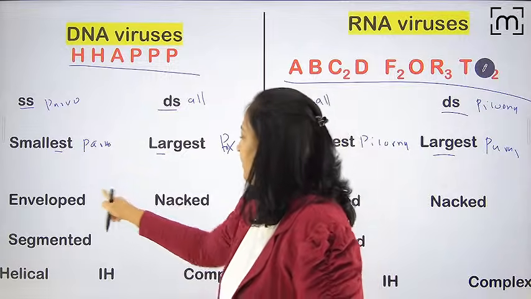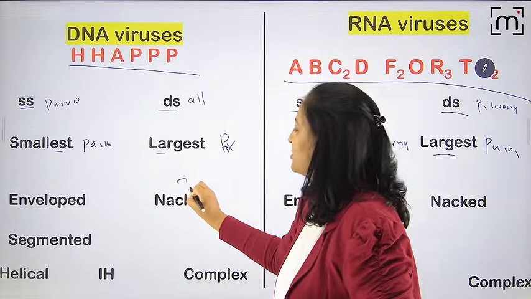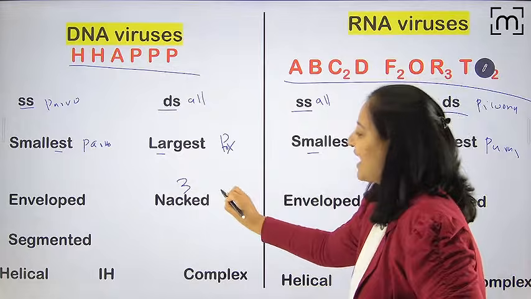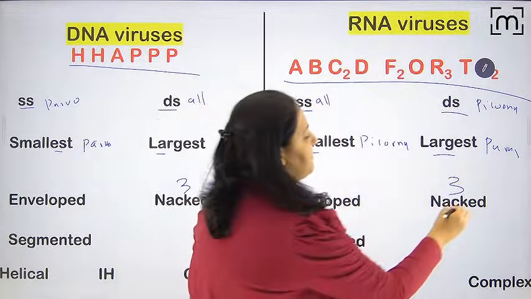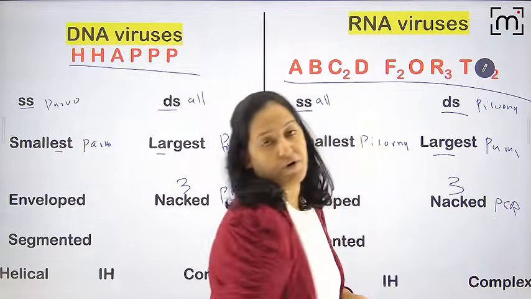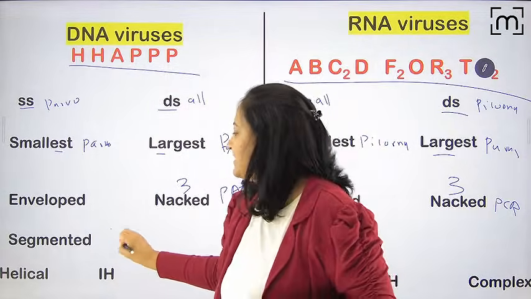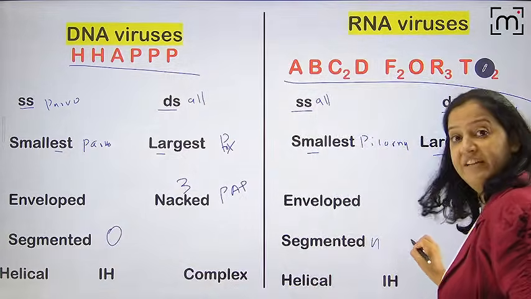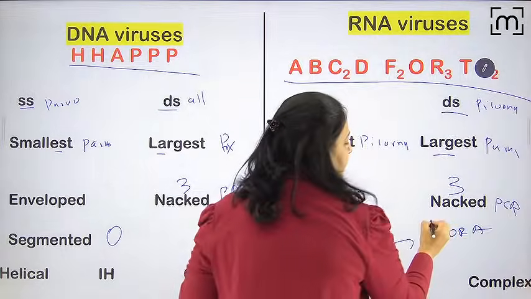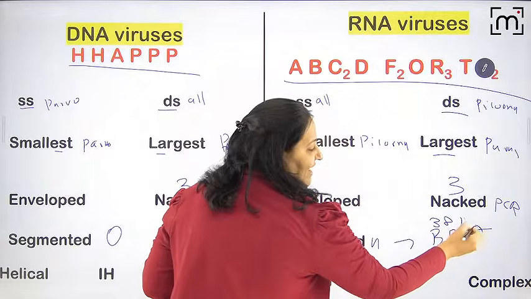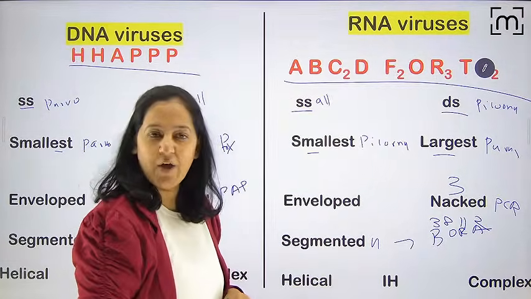Okay, now who is enveloped, naked? Naked is always 3. Here naked is PAP. You know the full form, I am not repeating. And here the naked is PCR. You know the full form, I am not repeating. Okay. Segmented, 0. Segmented, 4. Which 4? Bora. B-O-R-A, Bora. Not only this. 3, 8, 11. 1 plus 1, 2. I hope you got it.